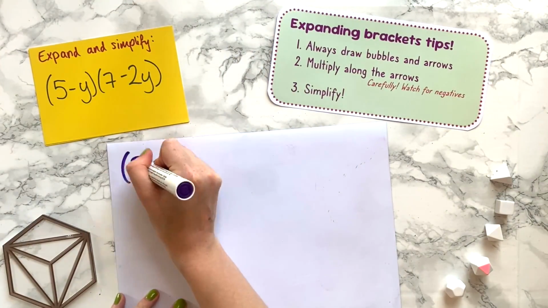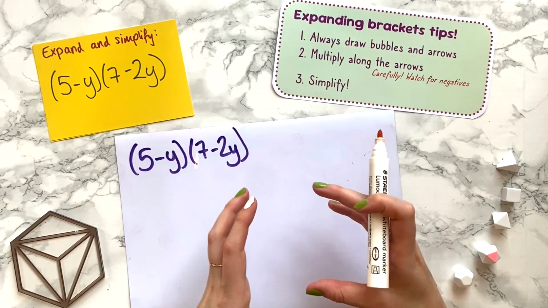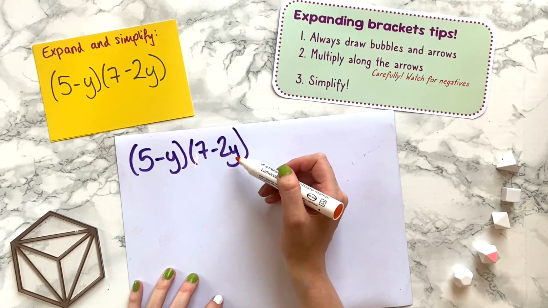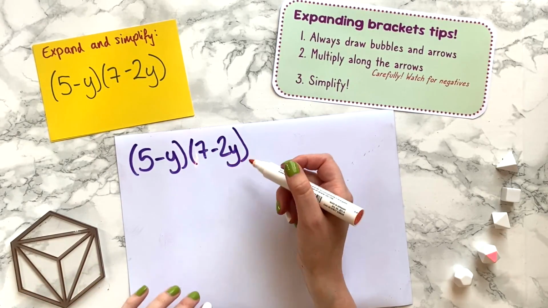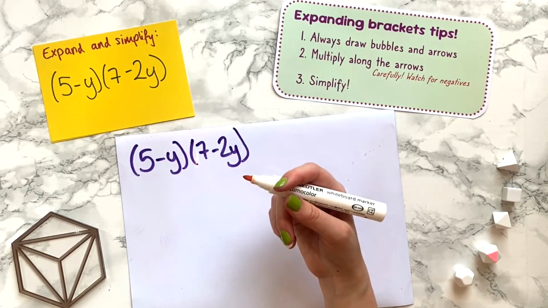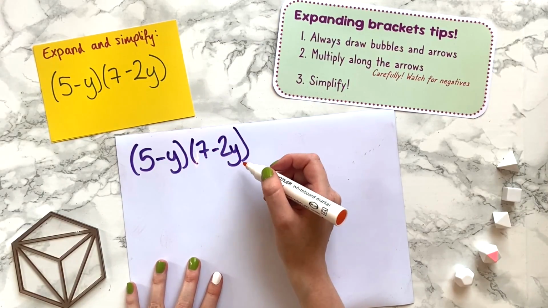Let's do a final question. So this time we're doing 5 minus y times 7 minus 2y. And we've got y's this time instead of x's. But remember, it doesn't matter what letter's in the question, you treat them the same. Pretend the y is an x if it helps. But it could be an A, it could be a B, it could be a Z, any letter could appear instead of an x. But you just treat it exactly the same way.